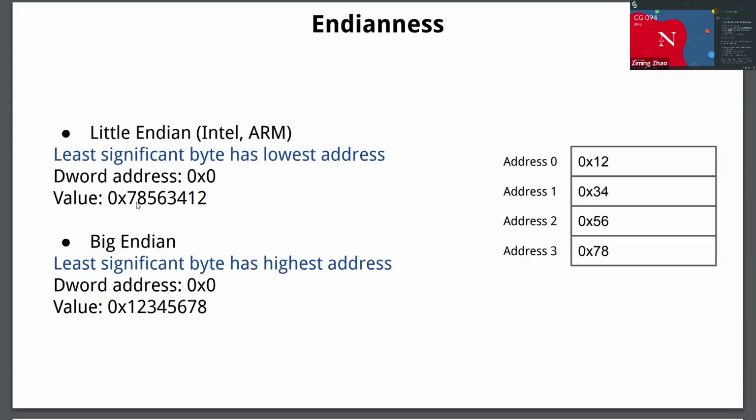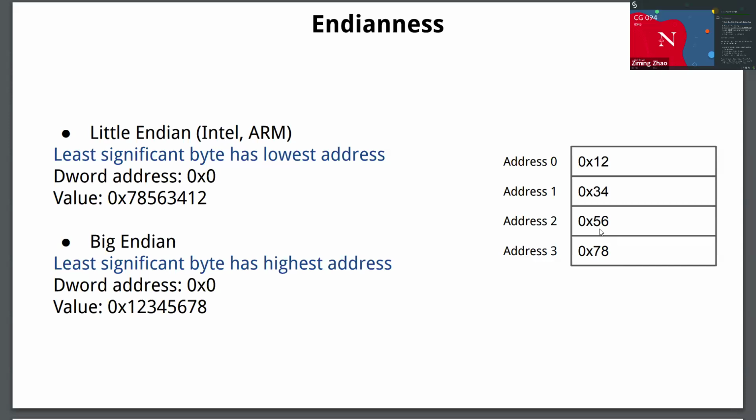34 and 12. That's the value I'm trying to store in hex, right? So that's fine. That's 4 bytes. And the most significant byte here is 78 in hex. And in little endian machines, it means we're going to store them at the highest address. We're storing at the address starting from 0, which means the highest address is address 3. Okay. So we're storing 78 at 3, 56 at 2. Okay. So that's little endian.